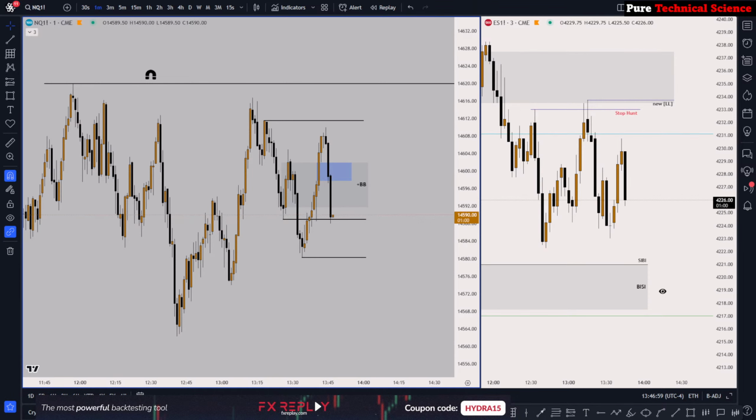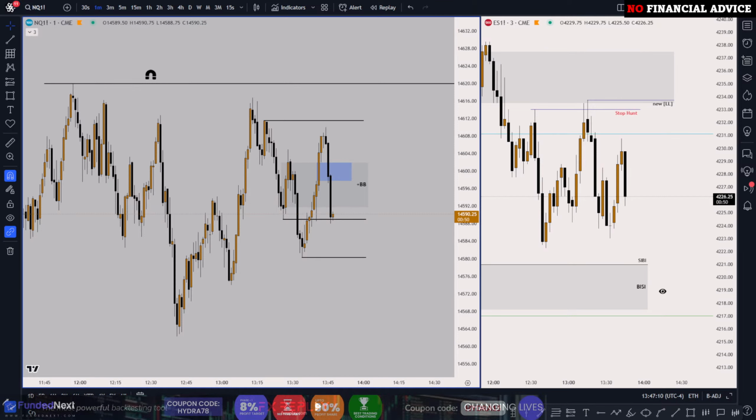The inversion, I'm gonna consider the first one, the first fair value gap, as the inversion, because the first one is the high probability. If price is not respecting the first one, then yeah, I'm gonna use the premium, the fair value gap that is in premium.